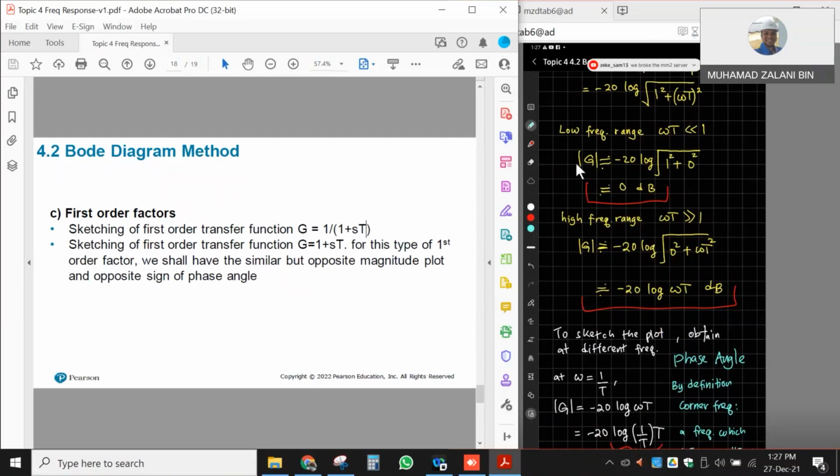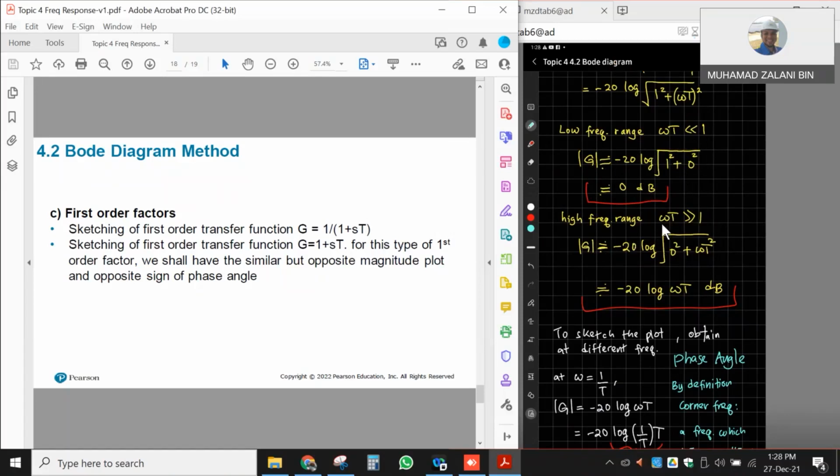So we do the calculation. G equals negative 20 log omega t. When omega t is smaller than 1, for example omega t equals 0, then this is 0. So the magnitude is 0 when omega t is smaller than 1.